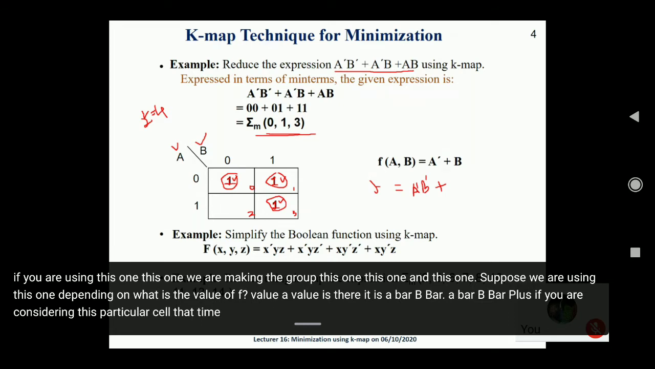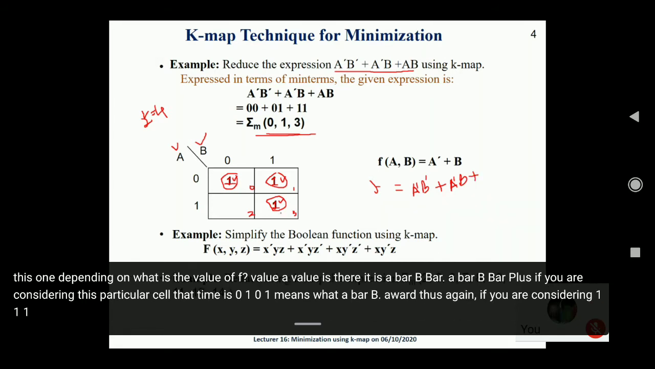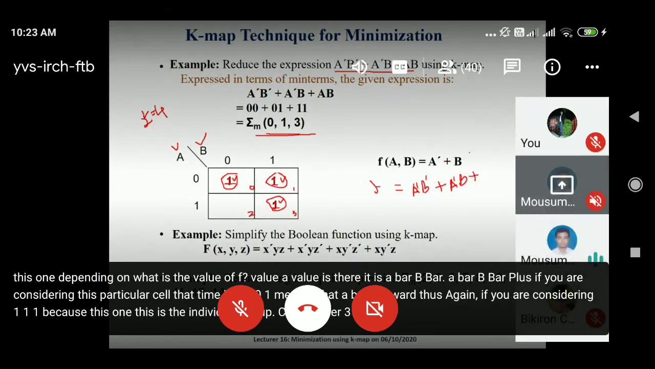0, 1 means A bar B, plus again, if you are considering 1, 1, because this is an individual group, cell number 3, 1, 1 means plus AB.